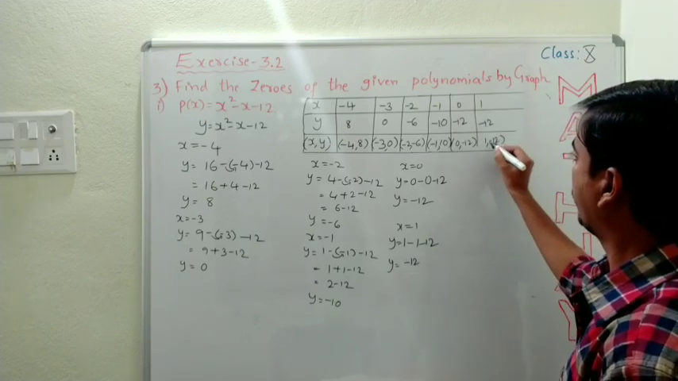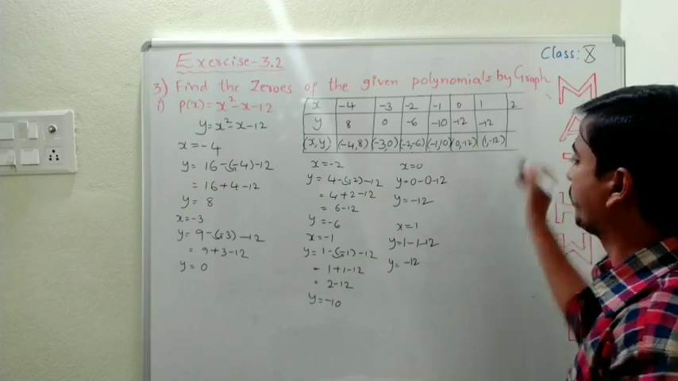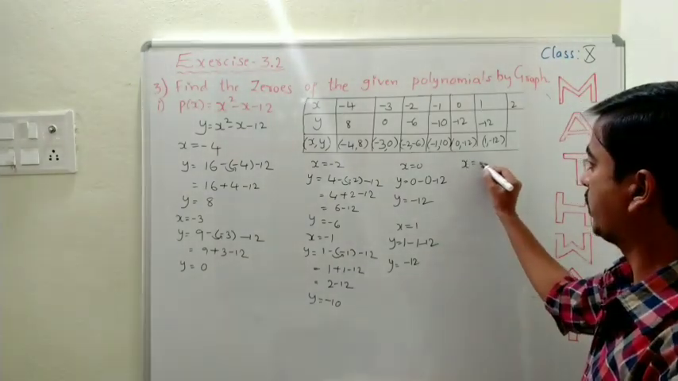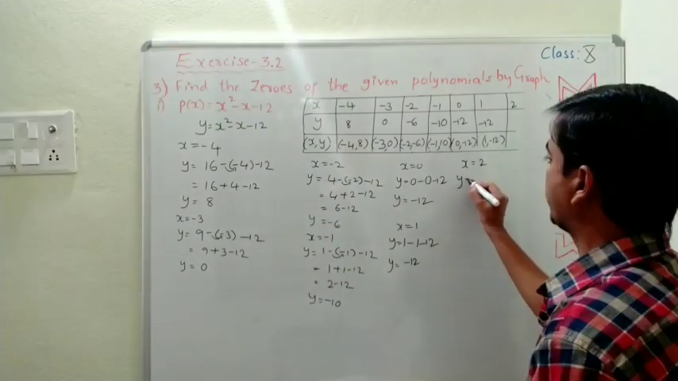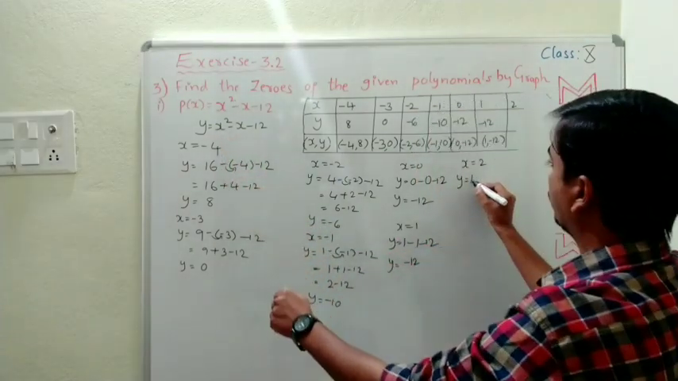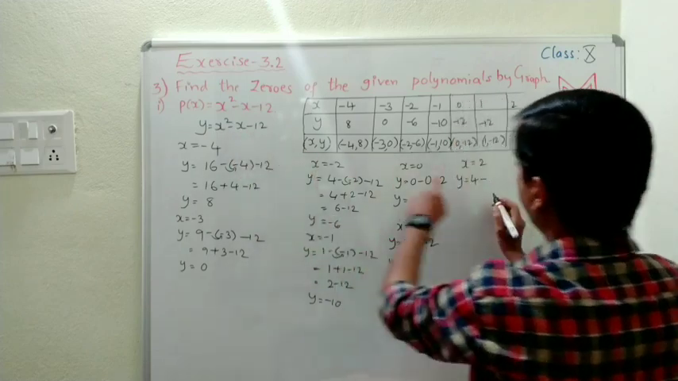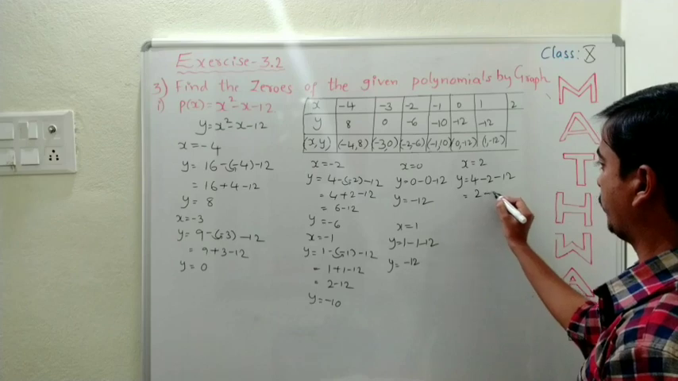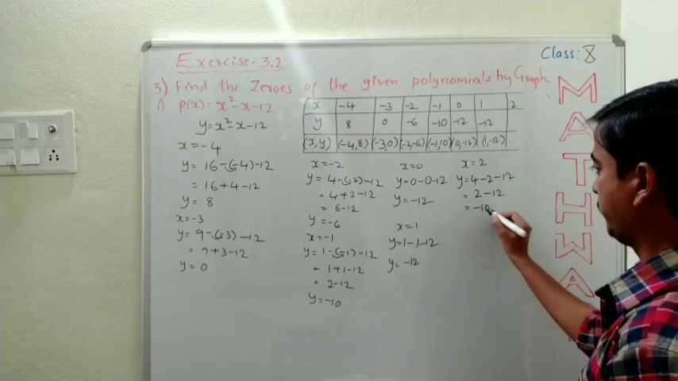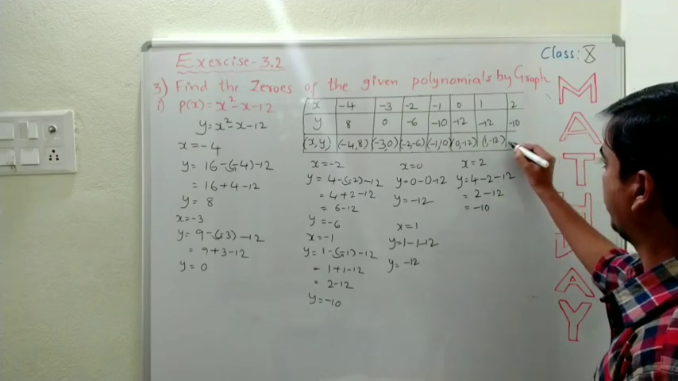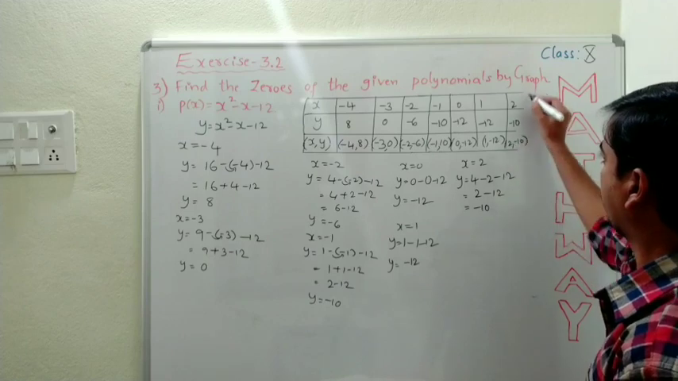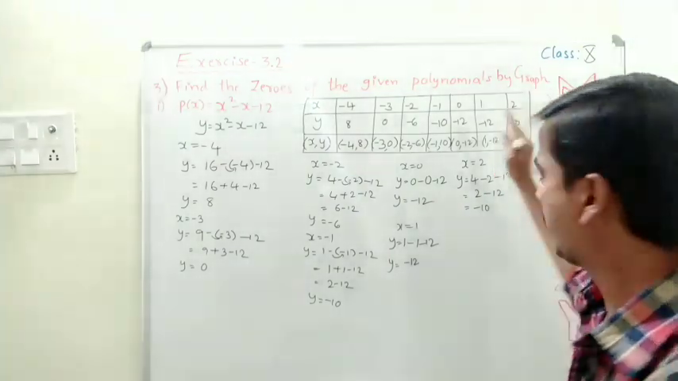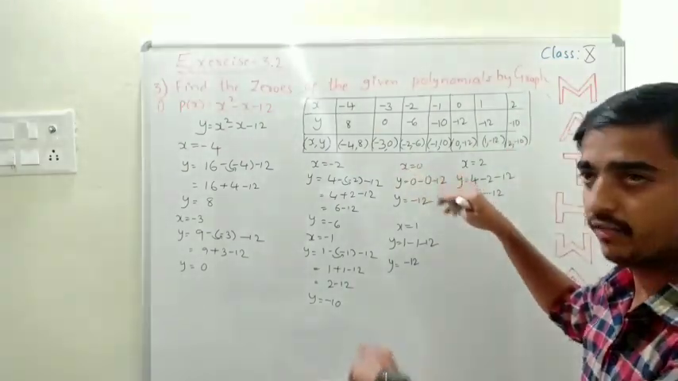1 comma minus 12. Next put 2. By substituting 2, when x equals 2, the y coordinate is 2 square, which is 4, minus x. The x value is 2, so minus 2 minus 12. 4 minus 2 is 2, and 2 minus 12 is minus 10. So it is 2 comma minus 10. In this way we can take our wish. We can take 2, 3, 4, up to any number depending upon the graph.